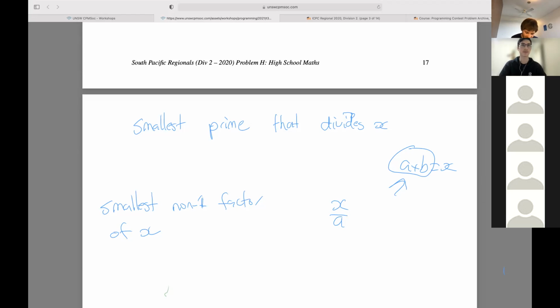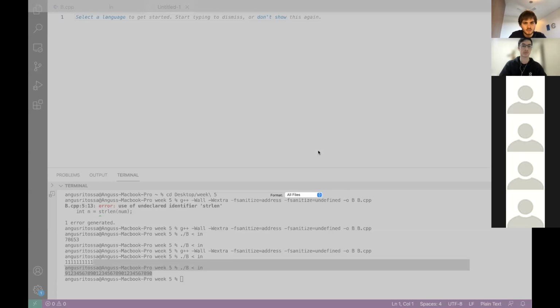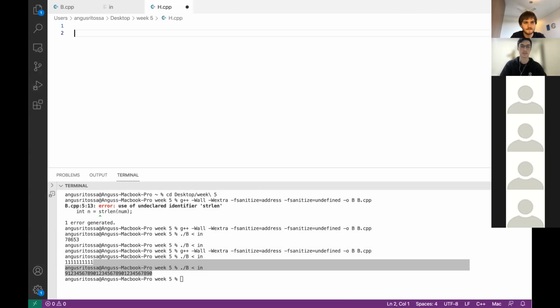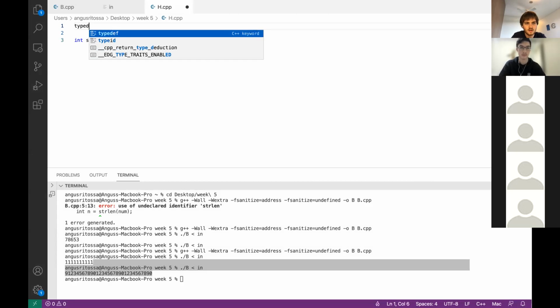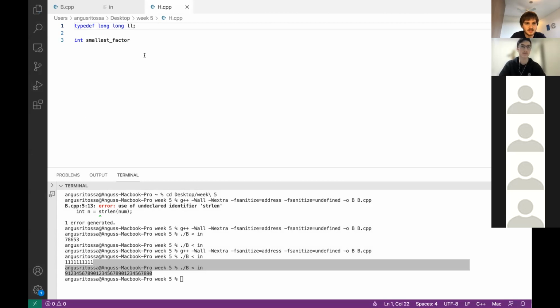Now, the question is, how do we find the smallest number that divides X? Well, the simplest way is just to loop through all the numbers until we find one that divides it. The code for that is very simple. This is problem H. Let's say smallest factor. I actually need long, because the numbers can be too big for an int. We want to find the smallest factor given x.